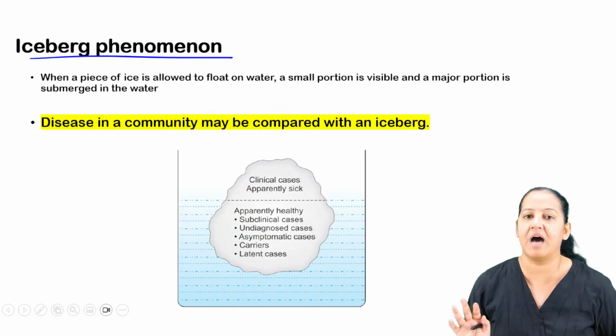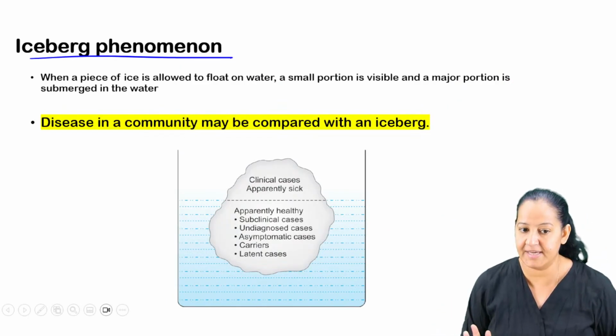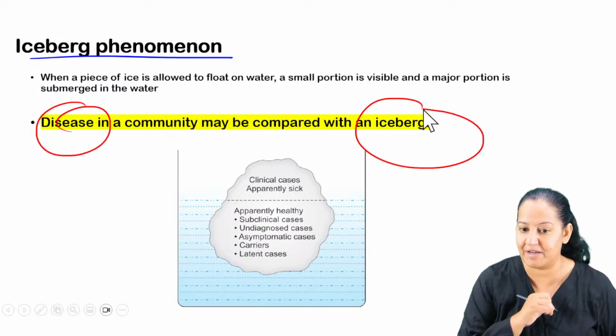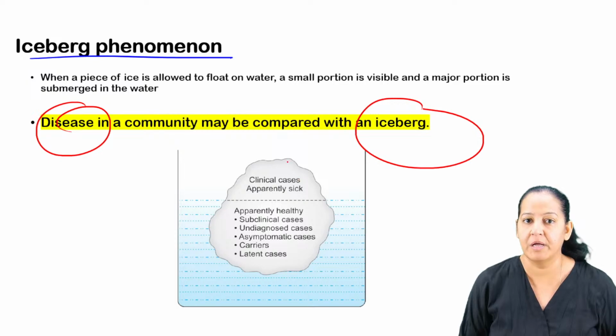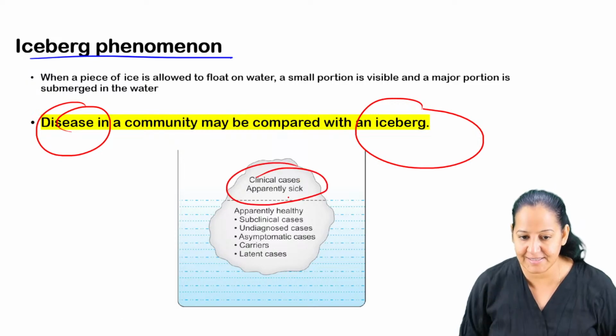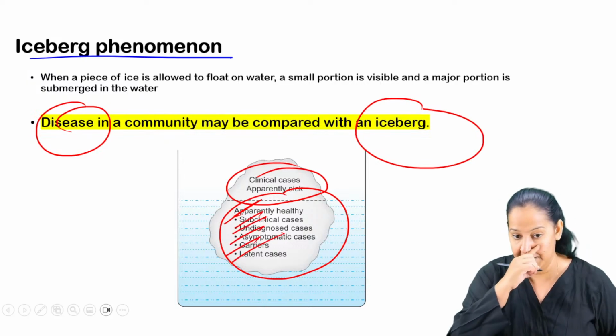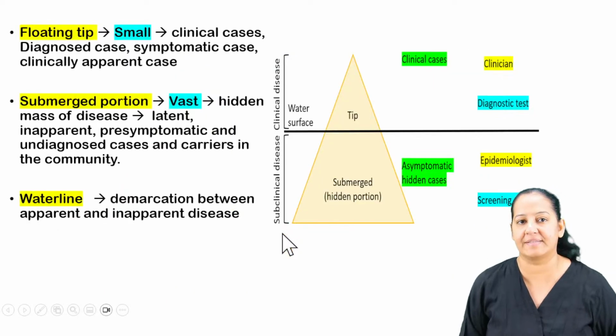You get questions on the iceberg. Say yes if you got it. So this is the iceberg phenomenon. The diseases in the community are compared with the iceberg. They have a tip and they have a hidden portion. The tip is indicating the clinical cases and the hidden portion is indicating the apparently healthy, subclinical, undiagnosed, asymptomatic, carrier, latent cases, the hidden cases. Okay, got it?